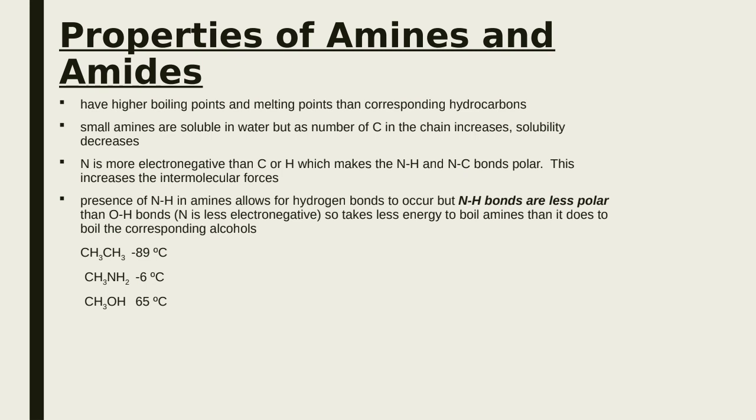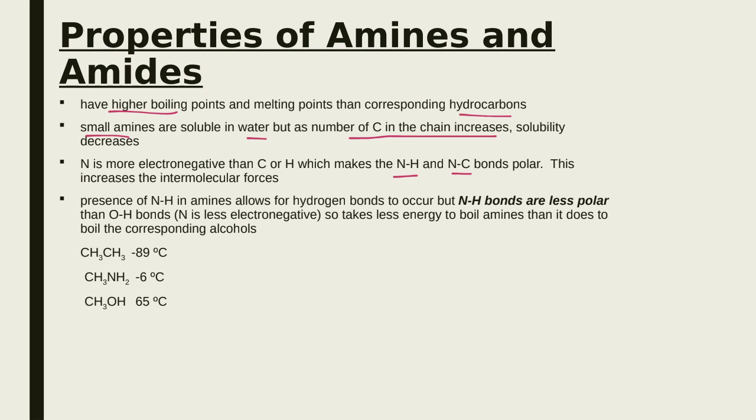So as we've already alluded to a little bit, amines and amides, because of the nitrogen, can be a polar molecule. So they're going to have higher boiling points and melting points than their corresponding hydrocarbons because of the dipole. Small amines are soluble in water, but as the number of carbons in the chain increases, our solubility decreases. And we've seen that oftentimes because we get a larger non-polar section, the more carbons and hydrogens that we have. Nitrogen is more electronegative than carbon or hydrogen, so we're going to make our NH and our NC bonds polar. Okay, so there'll be a dipole there.